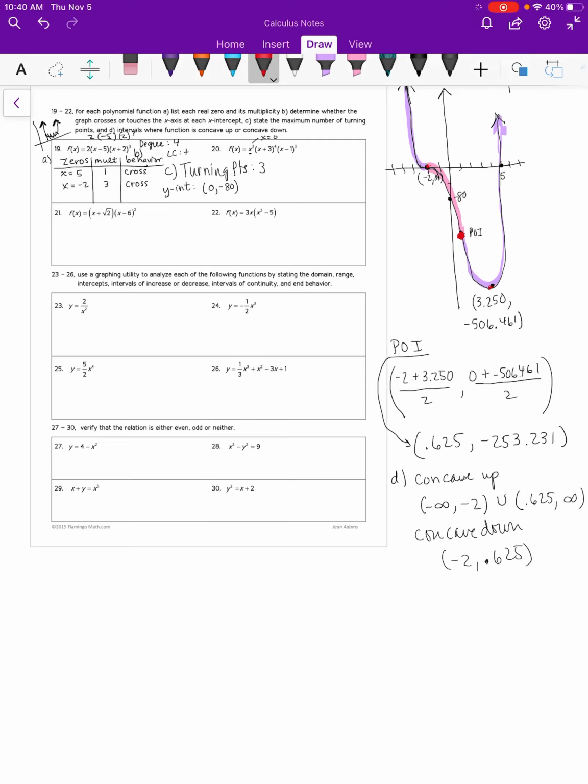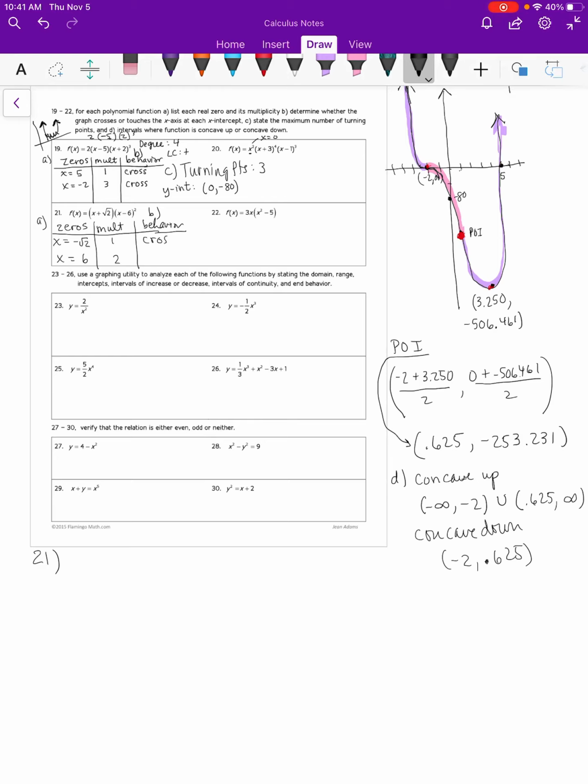Okay, number 21. For that one, your zeros, multiplicity, behavior. This is our part A, this is our part B. So x equals negative square root of 2, and x equals 6. Negative square root of 2 has a multiplicity of 1. 6 has a multiplicity of 2.